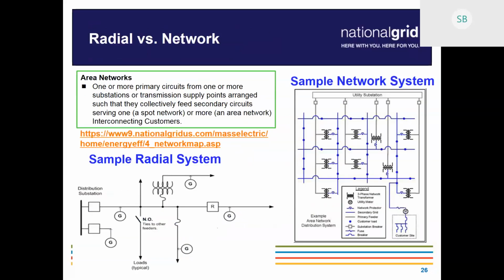So this is just showing a couple different aspects of the different systems we have. We have two main system types. One's radial and one's network. The network is a very limited area. Right now in Massachusetts, I believe it's only Worcester, parts of Brockton, and Lynn.